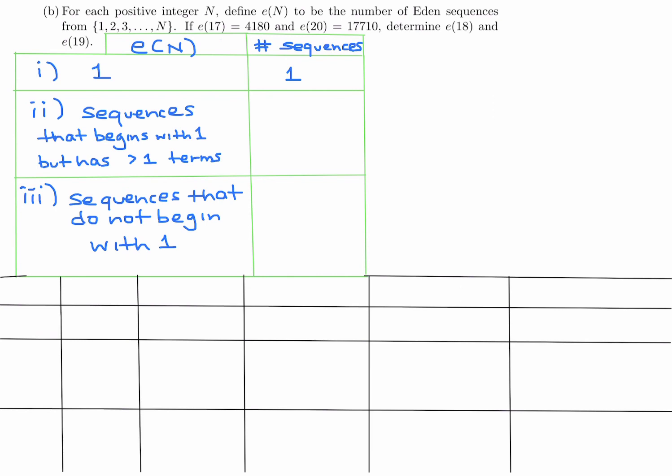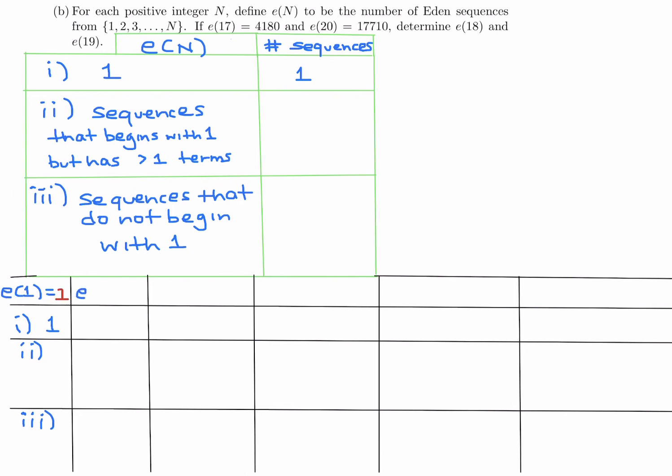So first one, E_1. What is that going to be? Well, E_1, if this is my first type, and this is my second type, and that's my third type, there's only one such sequence, as that's just 1 by itself. So there really isn't much to E_1. E_1 is really just equal to 1. So that's it.